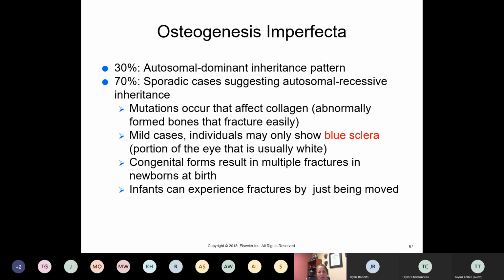In mild cases, they may show a blue sclera, and the sclera is the white part of your eye that's normally pretty white, and it looks blue. It's a really interesting look. Congenital forms result in multiple fractures in newborns at birth, just from going through the birth canal. These babies are born with many fractured bones, and infants can experience fractures just by being moved, just by rolling them over or holding them or lifting them. You can cause fractures.